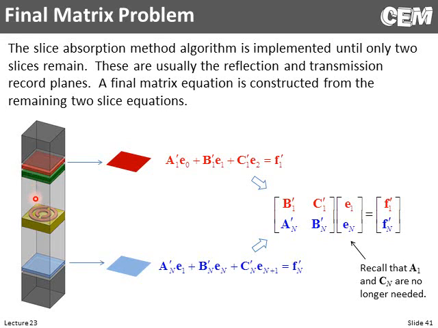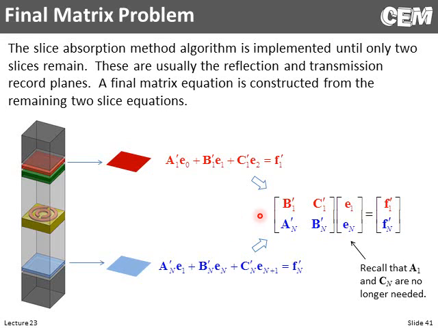We'll go one slice at a time, absorb, absorb, absorb, until finally we're just left with two slices in the record planes. And we have our two slice equations. And the primes here indicate that all the information from the other slices have been absorbed here algebraically. Now, remember this, A1 prime and C prime really aren't needed. We kept track of them up till now, but now we just throw them out.